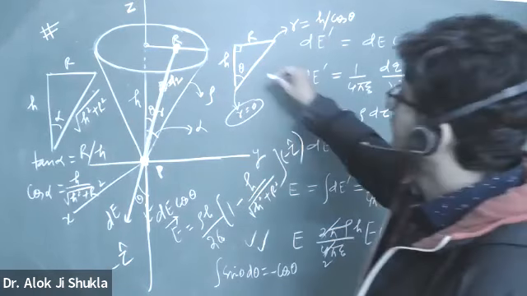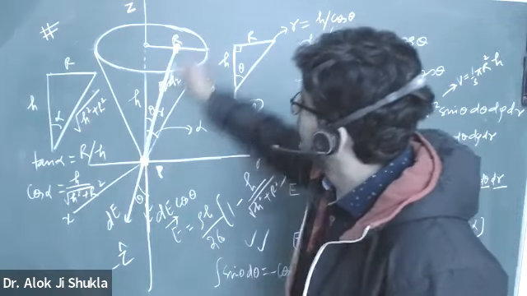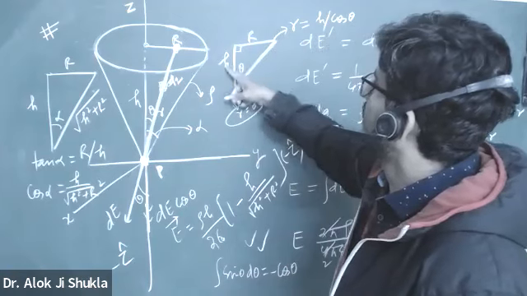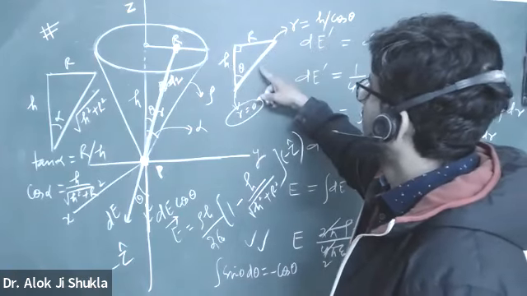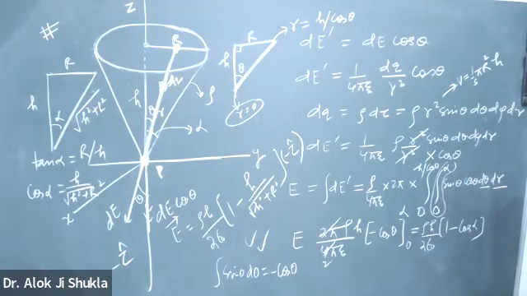So you see this is the value r and this is the value. So what is this value? Cos theta is equal to base upon hypotenuse, right? So what is the value of this hypotenuse? h by cos theta. Okay.